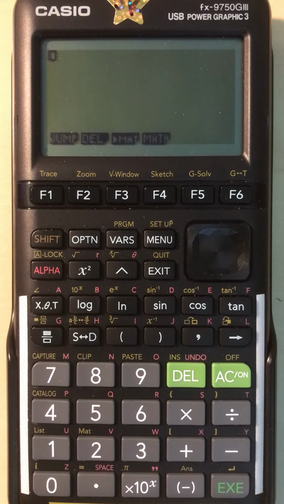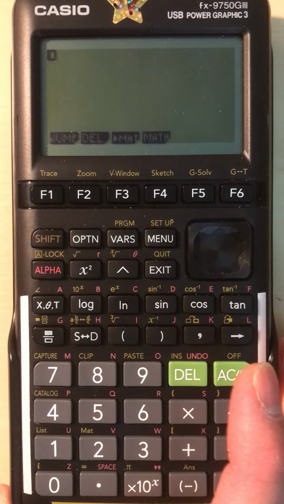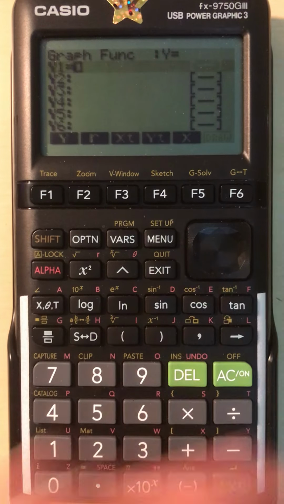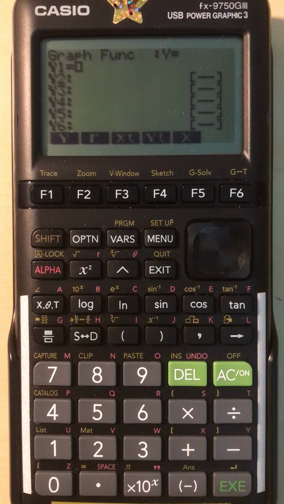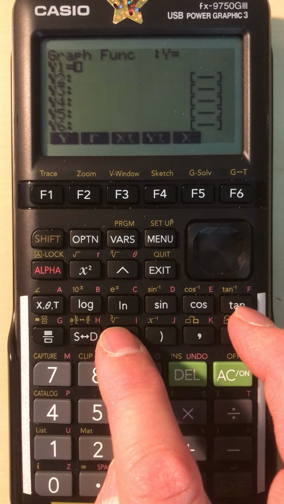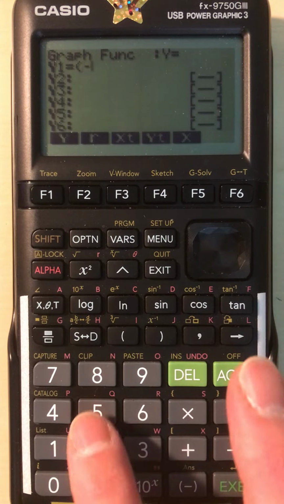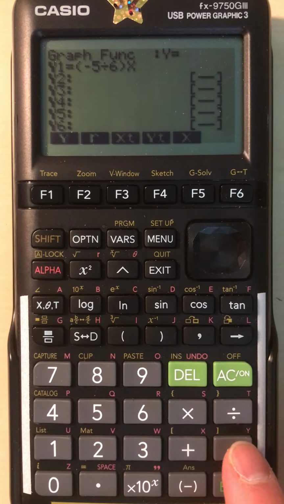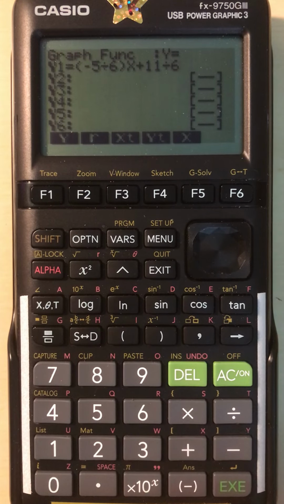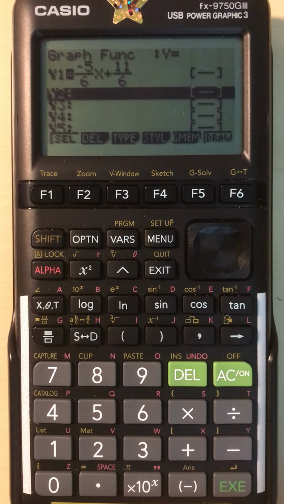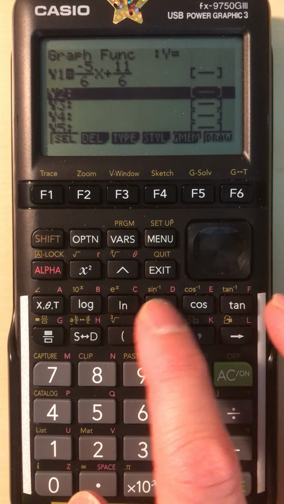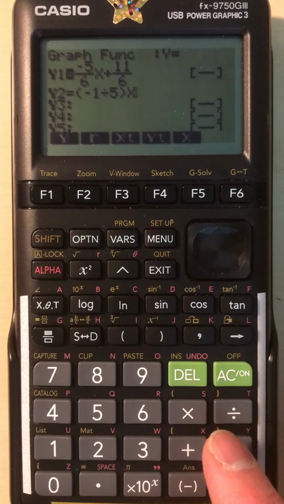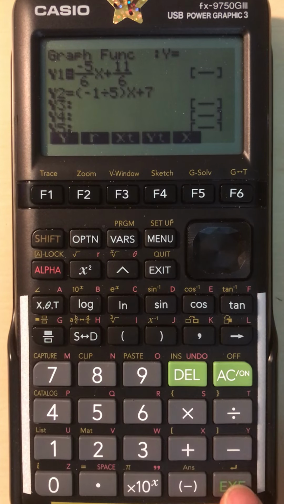Okay, let's graph it. So we need to convert, so let's go to menu, 5. We need to convert to slope-intercept form. So the first one is y equals negative 5/6 x plus 11/6. And then the second one is y equals negative 1/5 x plus 7.